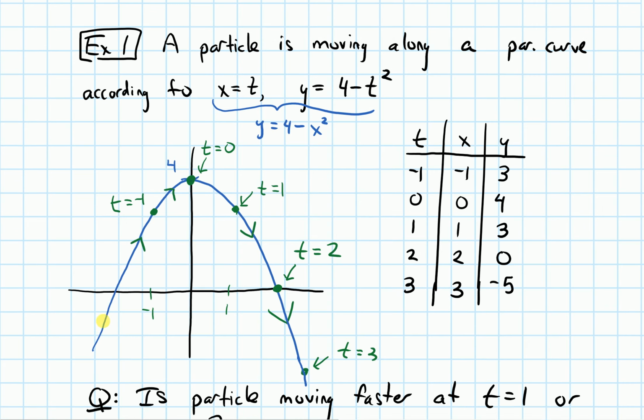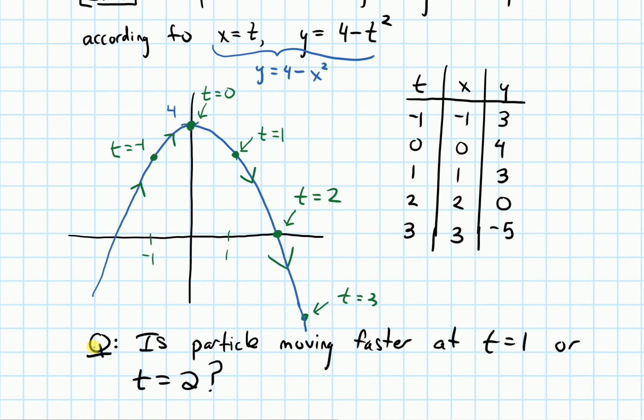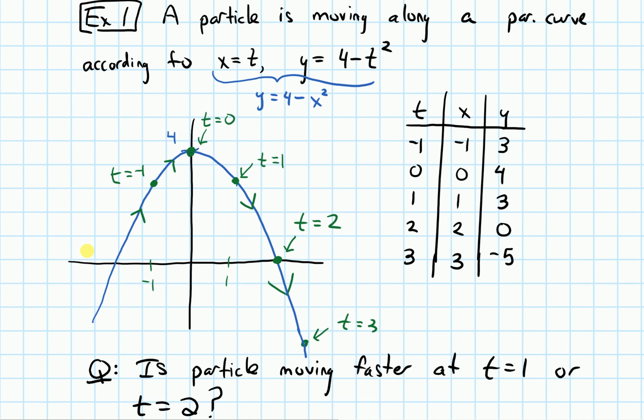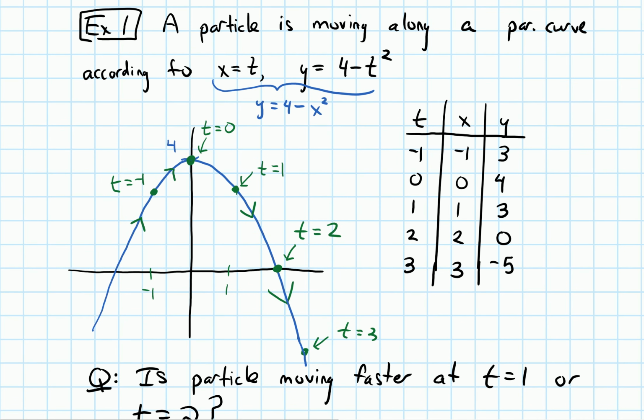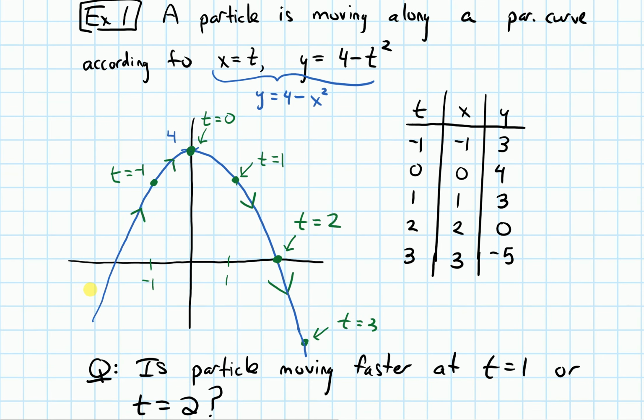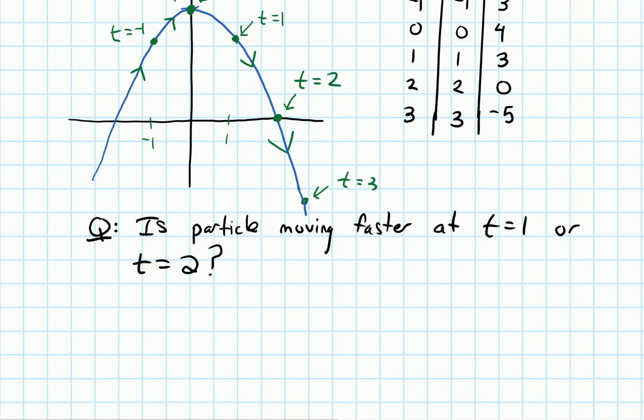A question that we might be interested in answering is, is the particle moving faster at t equals 1 or t equals 2? When we have parametric equations, we might be interested in knowing something about the speed of the particle, how quickly it's moving. The way we can try to answer this is to look at the related vector valued function.